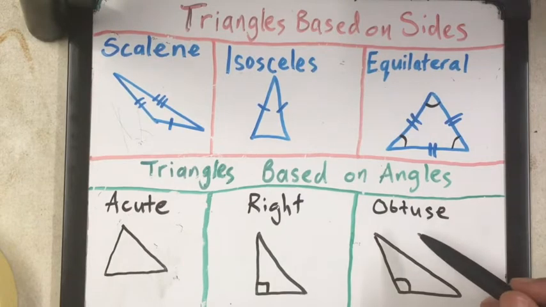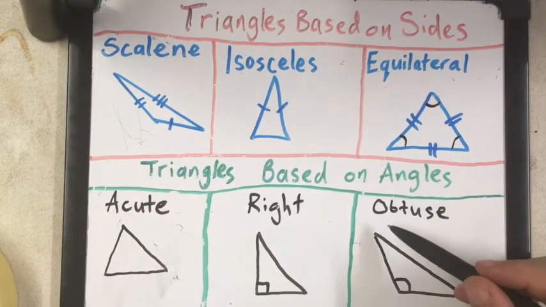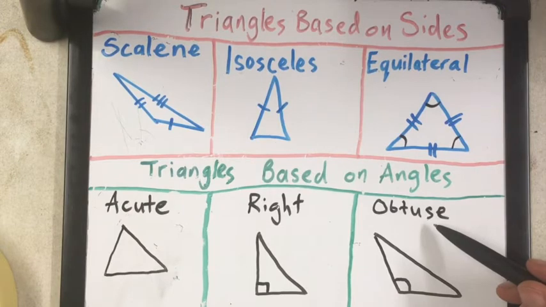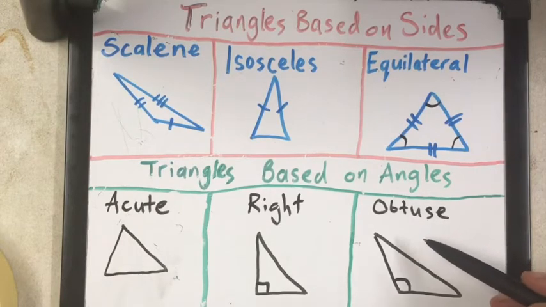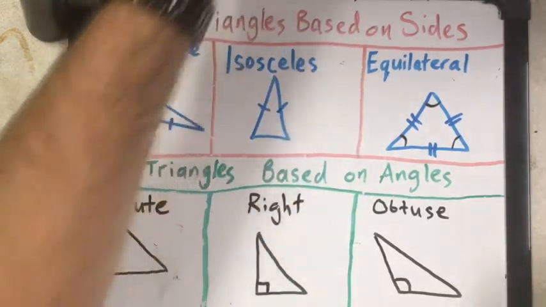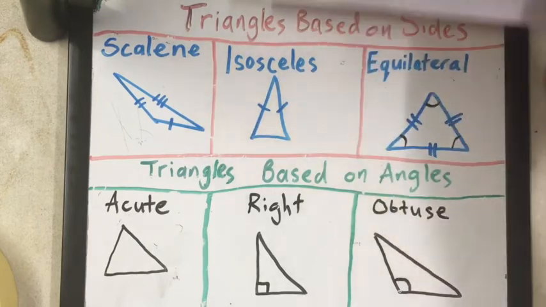Now here we've got the obtuse triangle. And an obtuse, you may have heard of that angle before, an obtuse angle. It's an angle that's greater than 90 degrees but less than 180 degrees. And here in this triangle, you've got the obtuse angle, which is greater than that 90 degree section. And I can show you that by holding a 90 degree angle to it. It is greater than that angle.